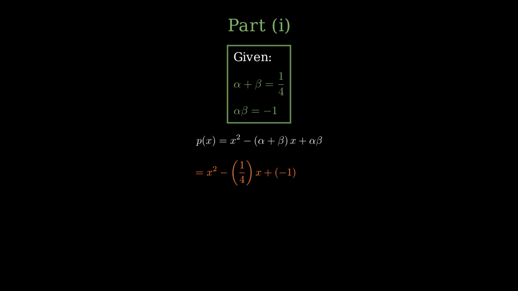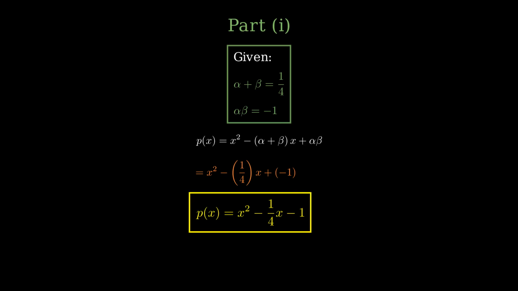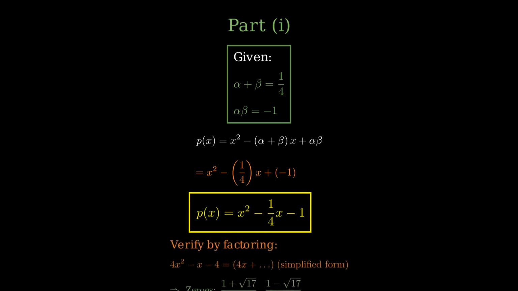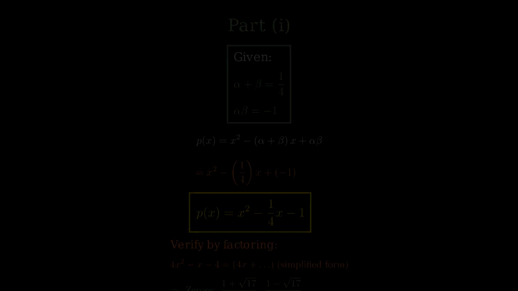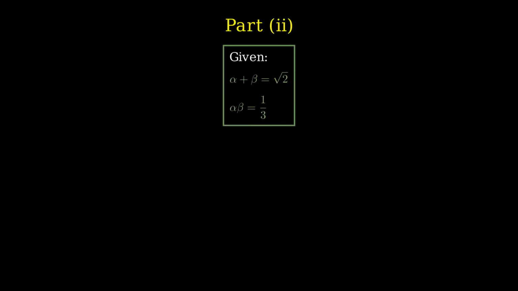Part 1. The sum of zeros is 1/4 and the product is -1. Substituting into the formula, P of x equals x squared minus 1/4 x plus -1, which simplifies to x squared minus 1/4 x minus 1. To write it without fractions we can multiply throughout by 4 to get 4x squared minus x minus 4.